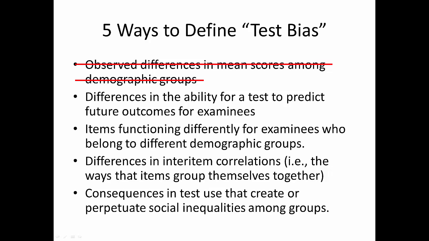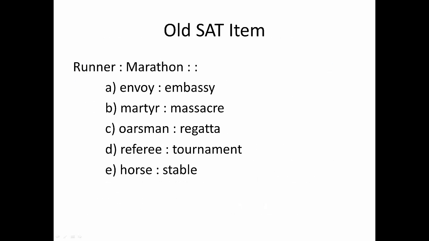First, some people believe that they can judge that a test item is biased merely by analyzing its content. One famous example is from the SAT. Runner is to marathon as A. Envoy is to embassy, B. Martyr is to massacre, C. Oarsman is to regatta, D. Referee is to tournament, or E. Horse is to stable. The answer is C, because a marathon and a regatta are both competitions, and a runner is a participant in a marathon, and an oarsman is a participant in a regatta.